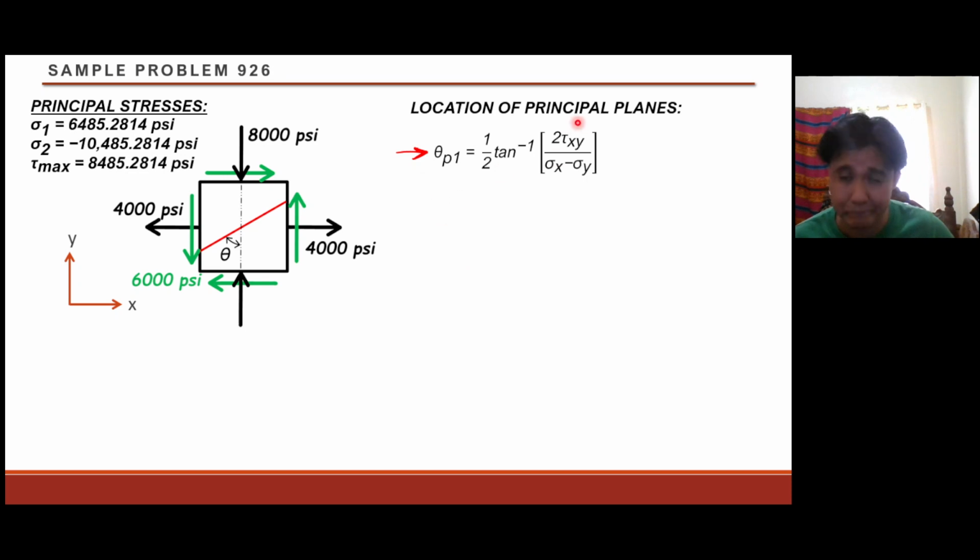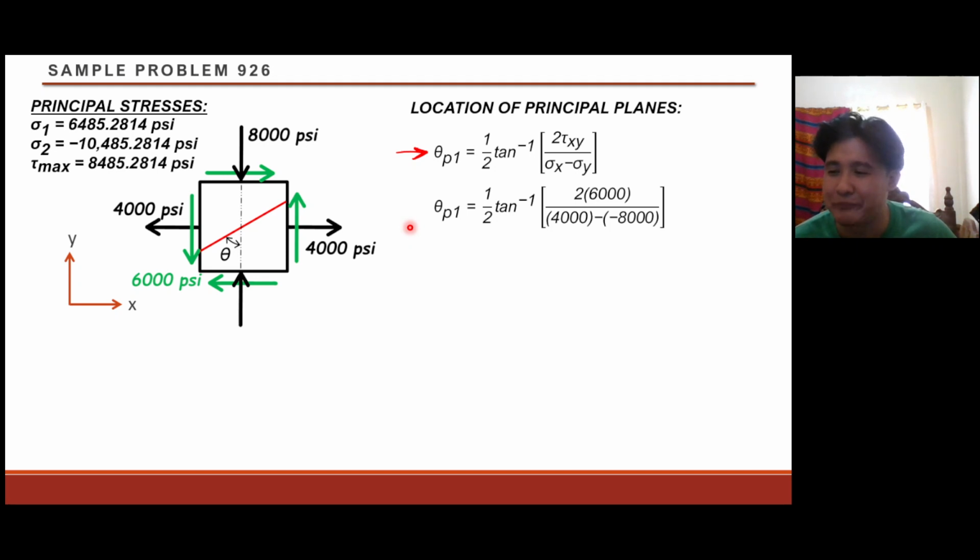And pag assumption natin mga given, so that is 1 half of arctan 2 times 6,000 all over 4 minus negative 8,000. And this is in PSI. So magka-cancel out na yung mga units. So unitless itong factor na ito. Tapos perform lang natin yung operation. Makukuha natin yung value na theta na.